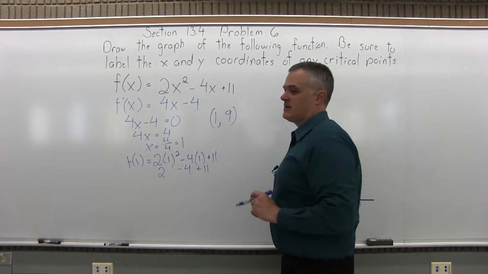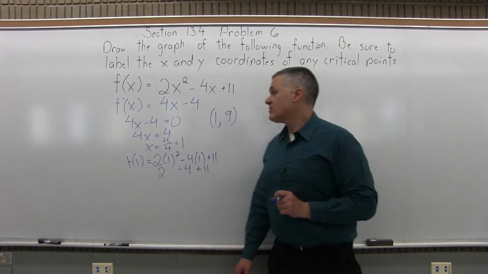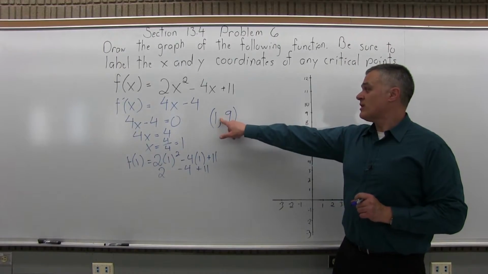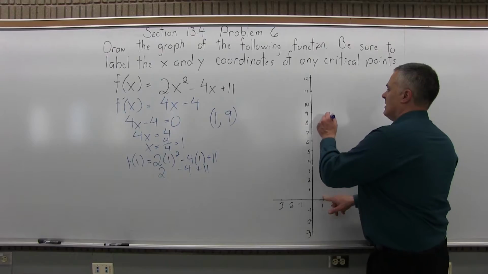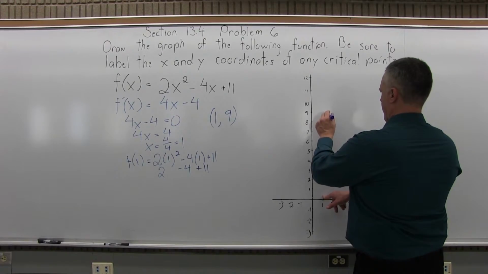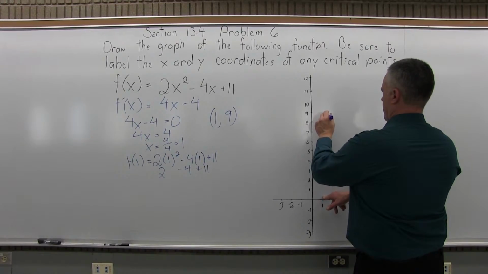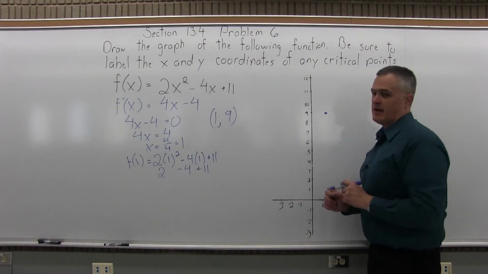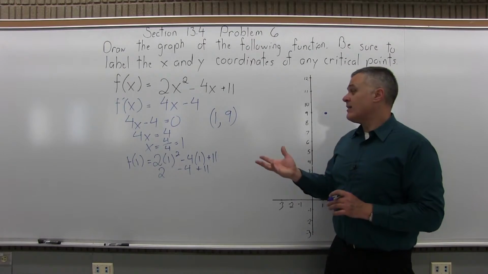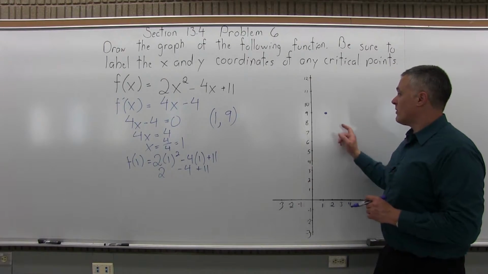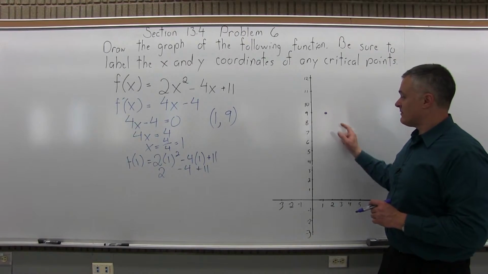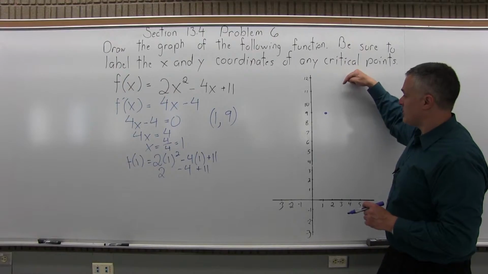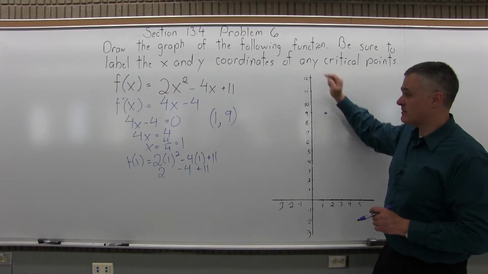Positive 1, positive 9. So the next step, which is step 5, is take that point of 1 for x, 9 for y, and plot it on the graph. So I go over 1, up 9, like that. Now, that's going to be a critical point, or a point where my graph is flattening out. So it could be a maximum where the graph comes up, flattens out, and goes down, or it could be a minimum where the graph comes down, flattens out, and goes back up.